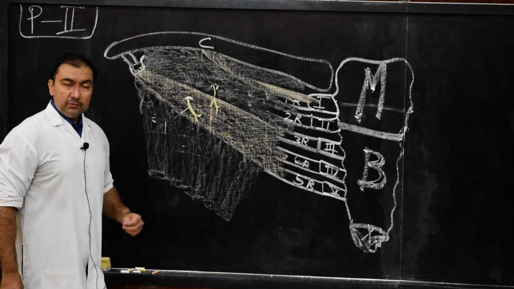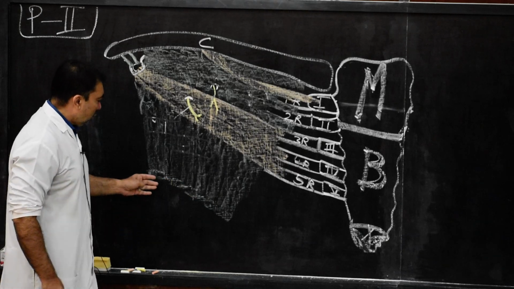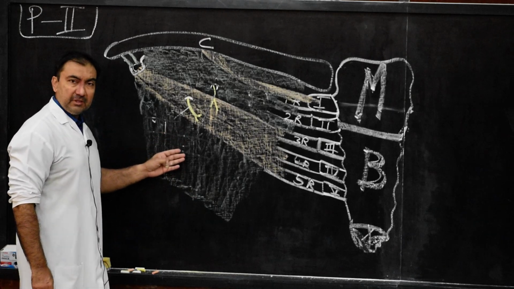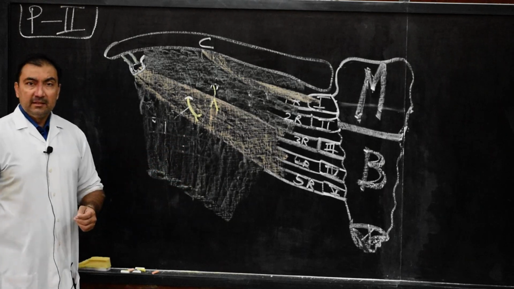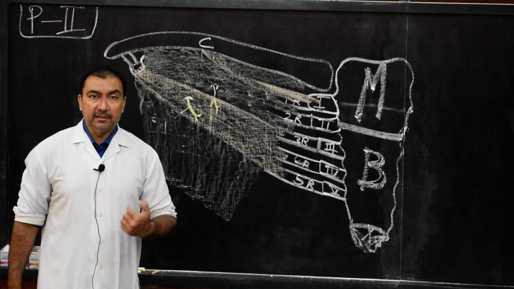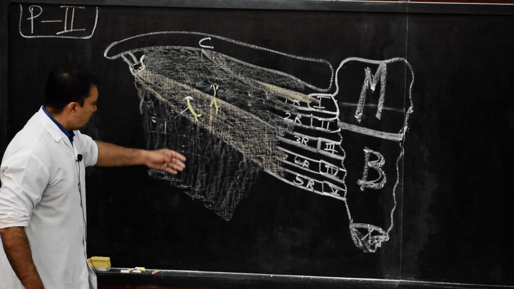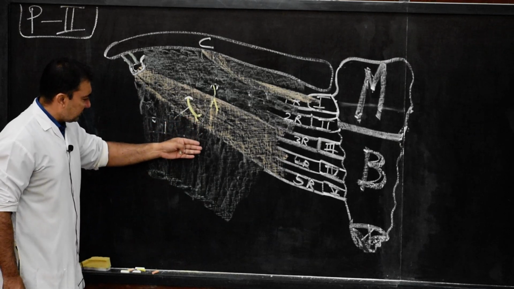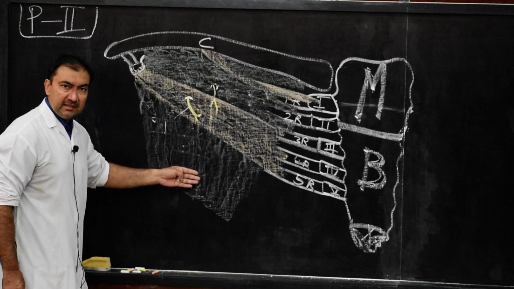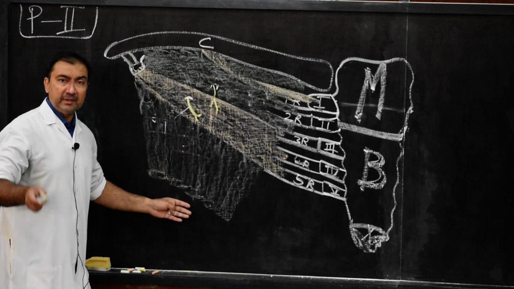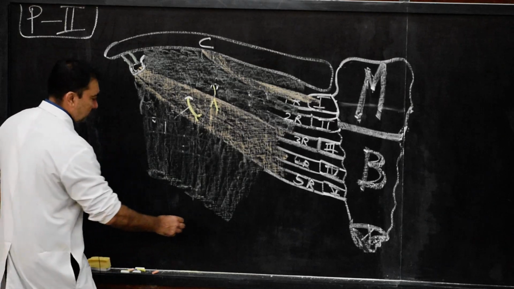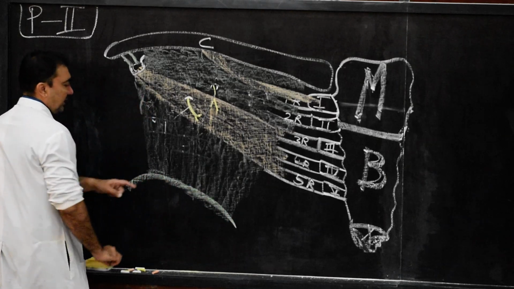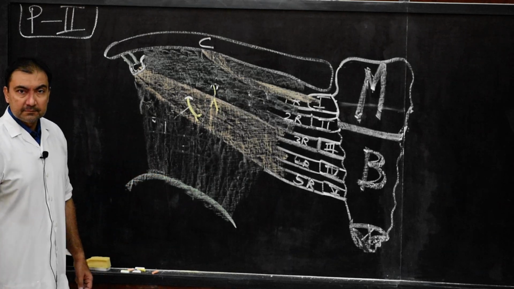As it extends down, lower down, this portion below the pectoralis minor will be known as the suspensory ligament of the axilla. So lower down, after enclosing pectoralis minor, it will continue as suspensory ligament of axilla, and lower down it will be attached to the axillary fascia which will be present in the axilla.